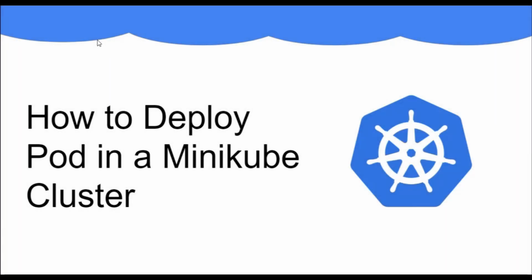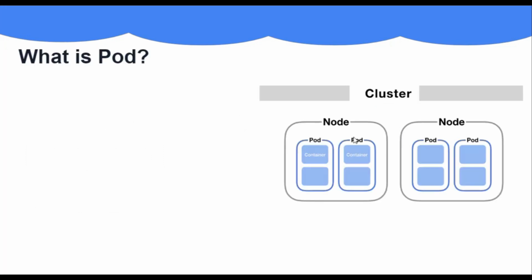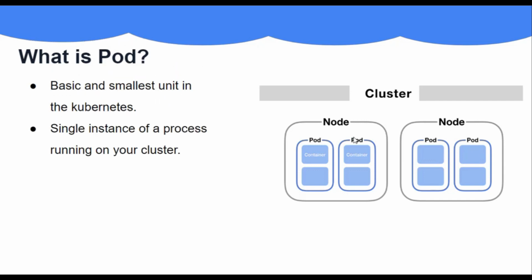Hello and welcome to this tutorial on how to deploy a pod in a minikube cluster in Kubernetes. Now, a pod is the most basic and smallest unit in Kubernetes. It's like a single instance of a process running on your cluster. So we will use the kubectl command line utility to interact with the Kubernetes cluster.